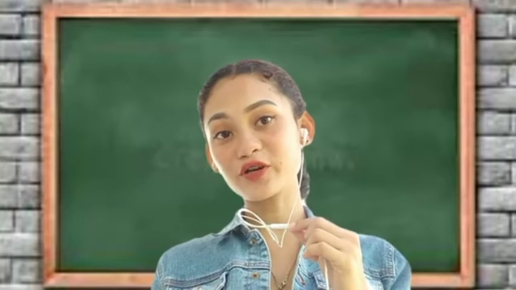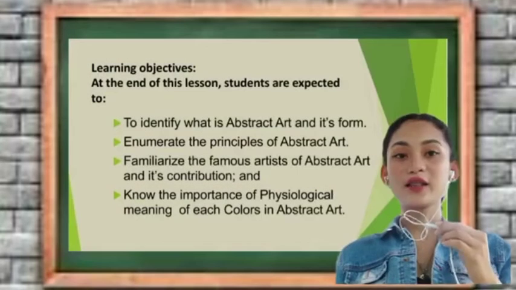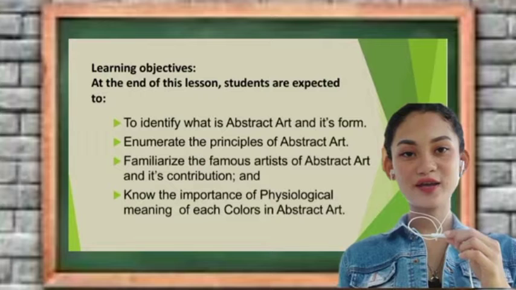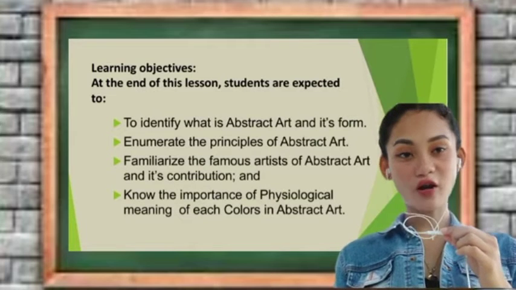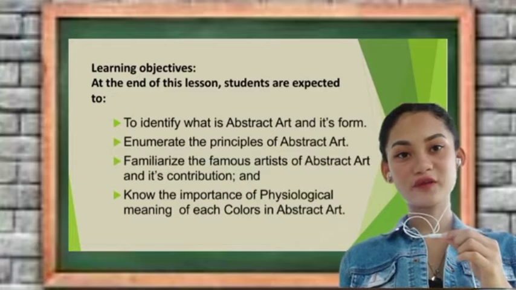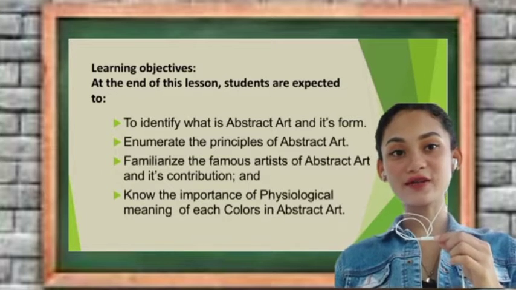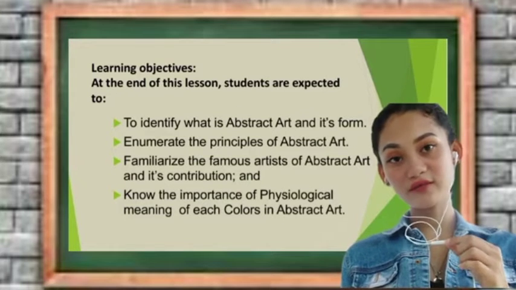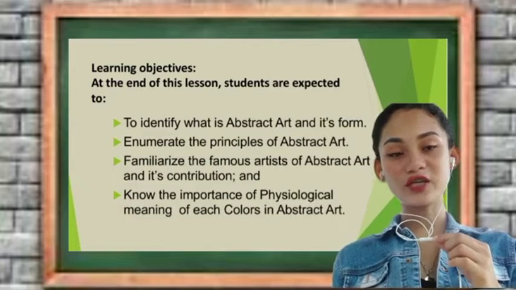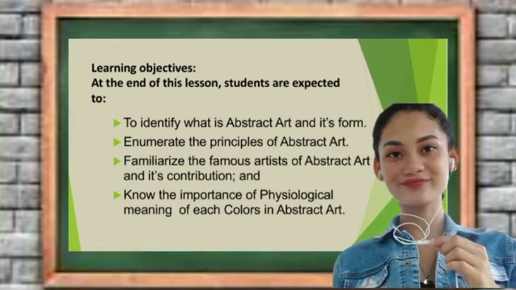So for today's discussion, we will discuss topic 4, abstract art. But before that, let me read first the learning objectives. At the end of this lesson, students are expected to identify what abstract art is and its form, enumerate the principles of abstract art, familiarize themselves with the famous artists of abstract art and their contributions, and know the importance of the psychological meaning of each color in abstract art.